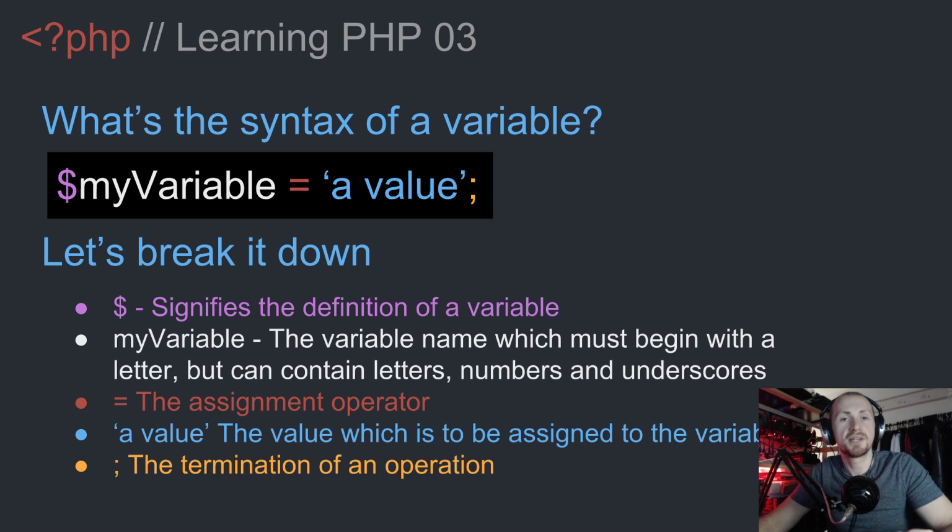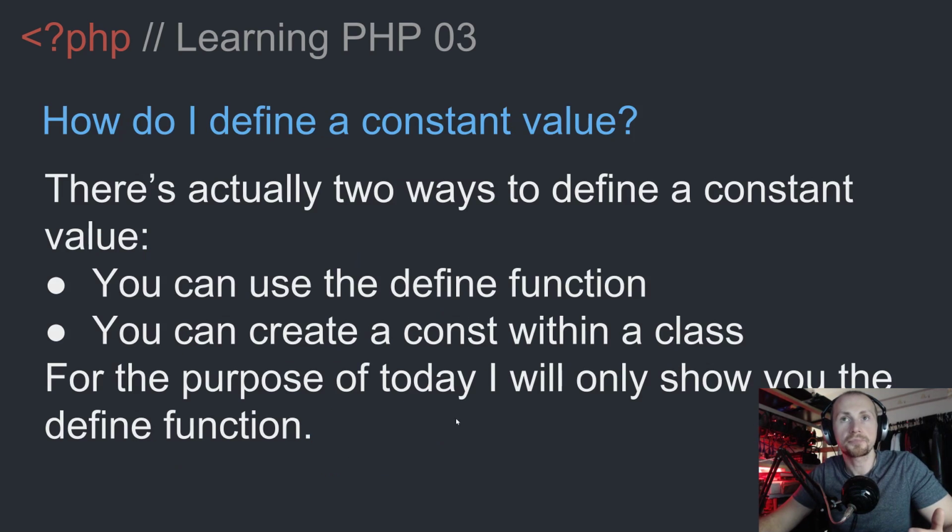And then finally the semicolon, which is our termination operator. This whole thing in this syntax is an operation. We're assigning a value to a variable, and that is one operation, and you must terminate each of these with a semicolon, but I'll cover that a little bit more when I cover control structures in PHP.